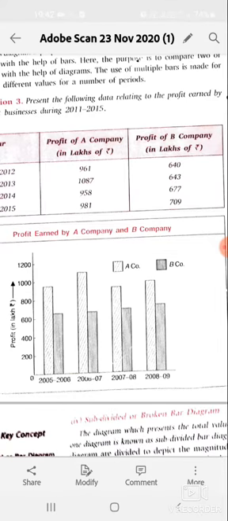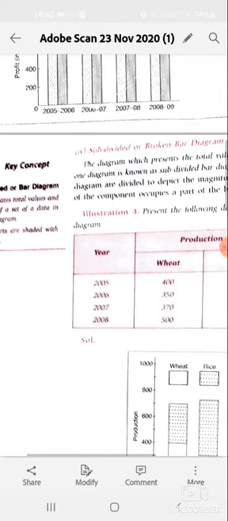Again in 2006 and 7 the profit of A increased, but the profit of B reduced, not remaining constant, 640 to 643, near about the same. In the year 2007 and 8, such a type of diagram where two or more attributes are shown in a single diagram is called a multiple or component bar diagram.